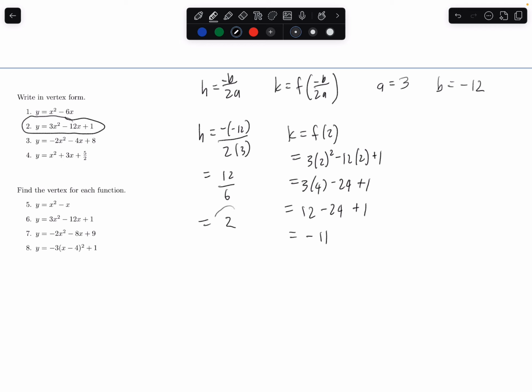So I got my h, I got my k. Let's plug it back into our formula for vertex form.